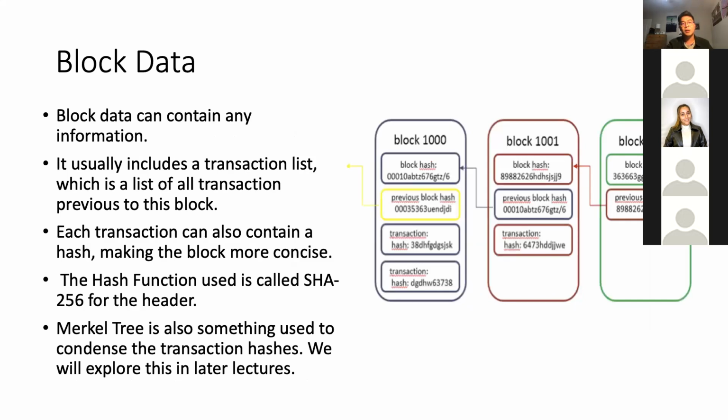Last thing is block data. Block data can contain any information. It usually includes a transaction list, which is a list of all transactions previous to the block itself. And each transaction can contain a hash, making the block a lot more concise.